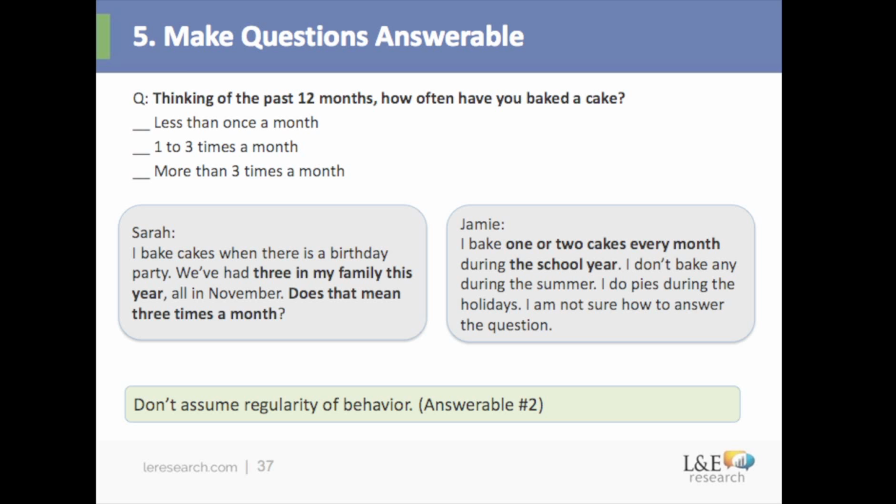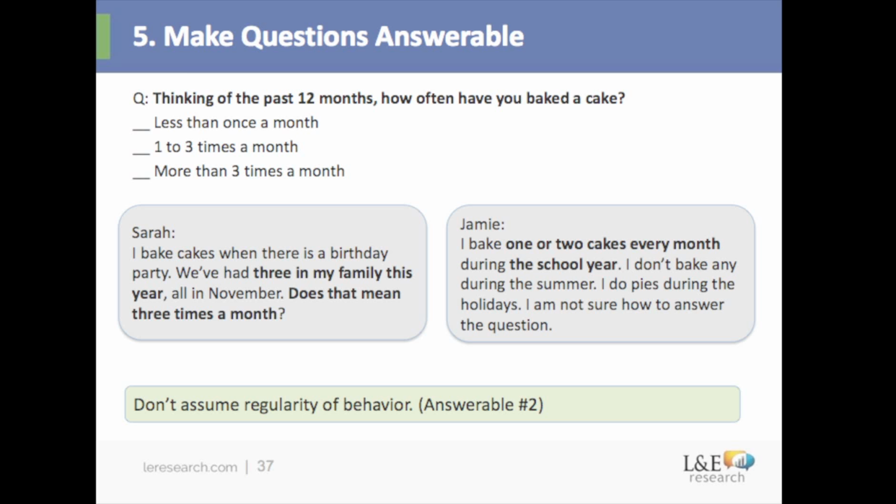Excuse me. Another one on making questions answerable. Thinking of the past 12 months, how often have you baked cake? Sarah says, well, I bake cakes when there's a birthday party. We've had 3 in my family this year, all in November. Does that mean 3 times a month?